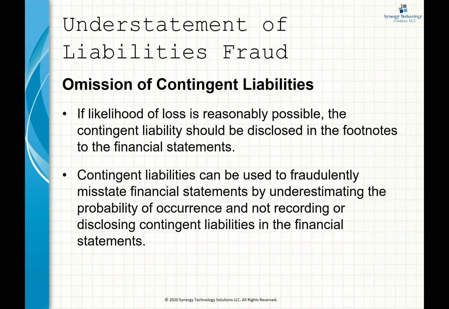Understatement of liabilities fraud: omission of contingent liabilities. If the likelihood of loss is reasonably possible, the contingent liability should be disclosed in the footnotes of the financial statements. Contingent liability can be used to fraudulently misstate financial statements by underestimating the probability of occurrence and not recording or disclosing the contingent liability. We talked about it, especially in the pharmaceutical industry. This is a big, big issue. If you're auditing or reviewing a pharmaceutical company, this is a big issue, especially in North America.